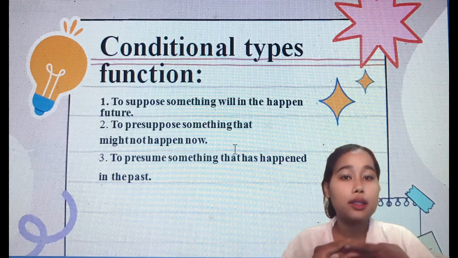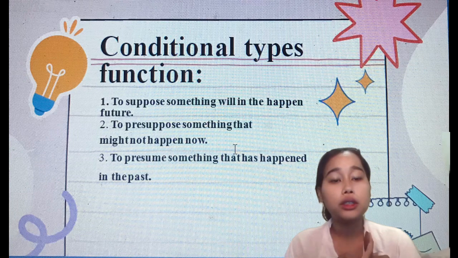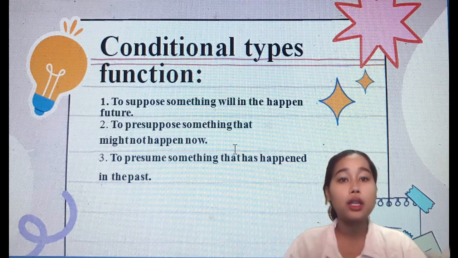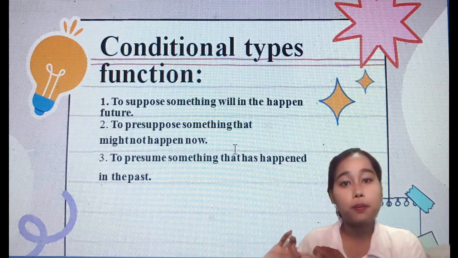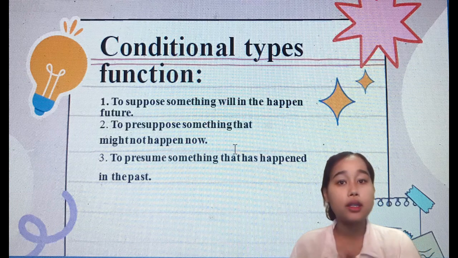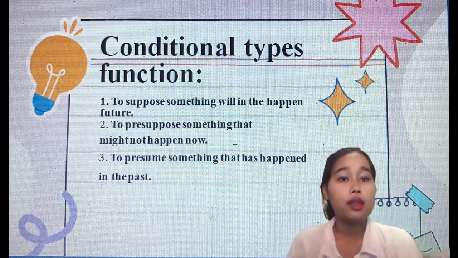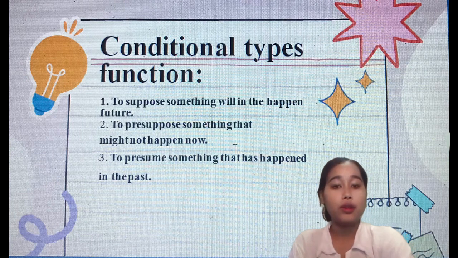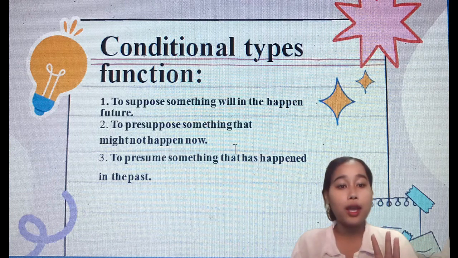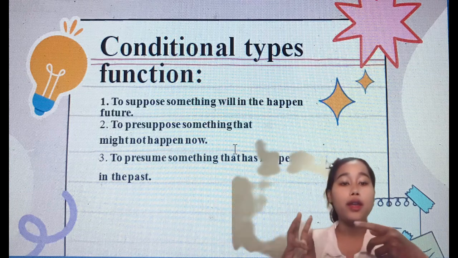So the function of conditional sentence, so first is to suppose something will happen in the future. Second is to propose something that might not happen now, and last is to presume something that has happened in the past. So next is the 3 types of conditional sentence. There are type 1, type 2, and type 3.